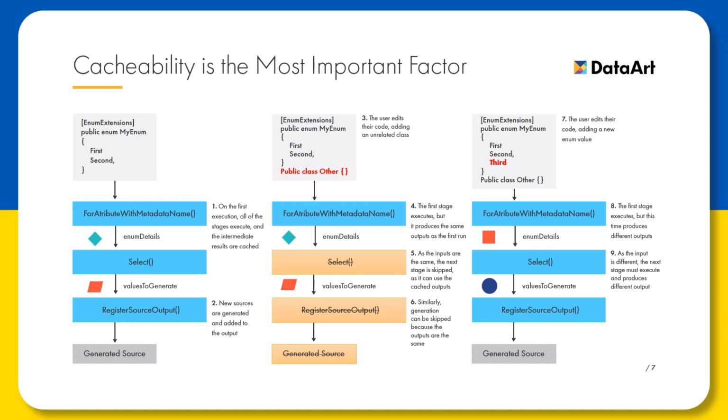Then the user added their code adding an unrelated class. The first stage executes, but it produces the same output as the first run. So, as the inputs are the same, the next stage is skipped, as it can use the cached outputs. Similarly, generation can be skipped because the outputs are the same. On the next step, the user edits their code, adding a new enum value. In this case, it's third. So, the first stage executes, but this time produces different outputs. As the input is different, the next stage must execute and produce different output. So our code is regenerated.